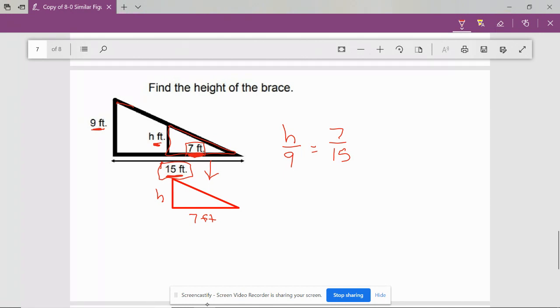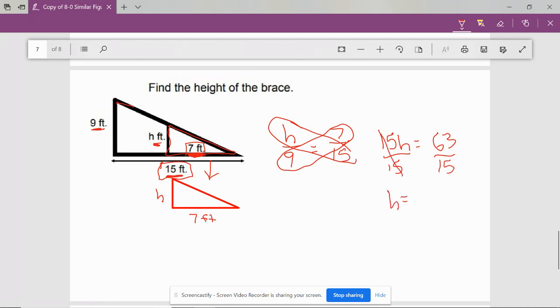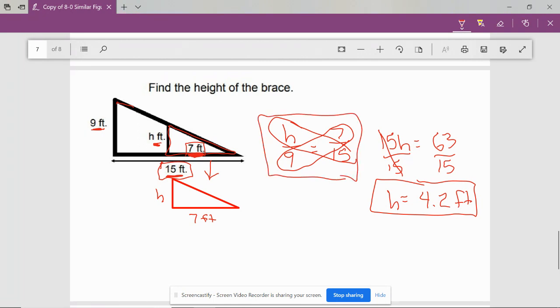And then all we have to do is cross multiply. So we get 15h is going to be equal to 63. We're going to divide both sides by 15. We get h equals 4.2 feet. So that's your answer. It's 4.2 feet. So again, let's just make sure that we get this part right here, and then you guys will be able to figure out the rest because we've been doing that forever.